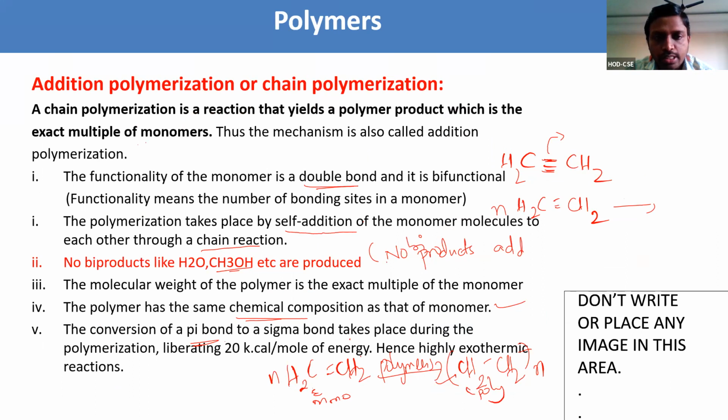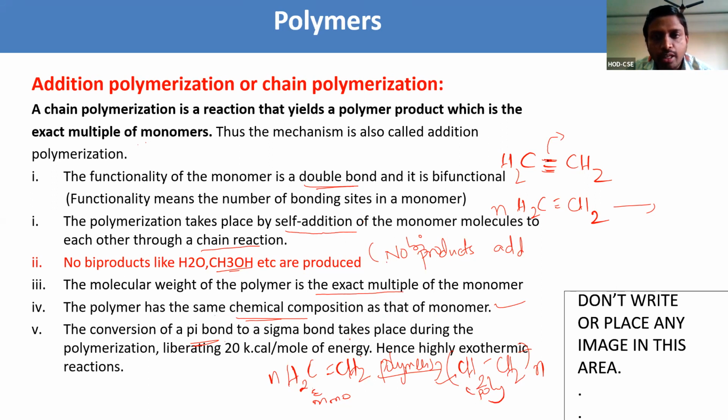There are no byproducts like H2O, and the molecular weight of the polymer is an exact multiple of the monomer. It is the same as that of the monomer, and the chemical composition is the same as that of the monomer. The polymer has the same chemical composition as the monomer, and the conversion of pi bond to sigma bond takes place.